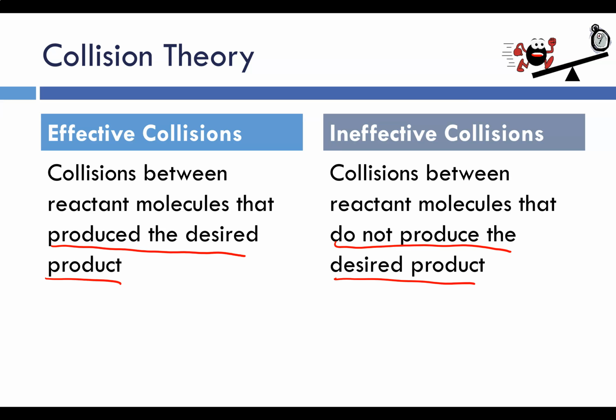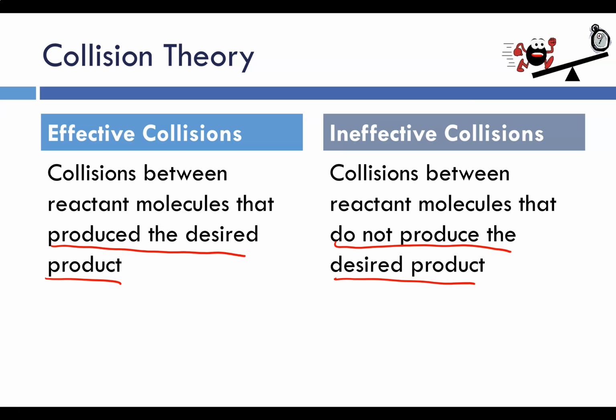That might be kind of weird to think about at this level of chemistry, but as we get to larger, more complicated molecules, it's not uncommon for them to be able to undergo a number of different reactions. So that's what we mean when we say not the desired product.